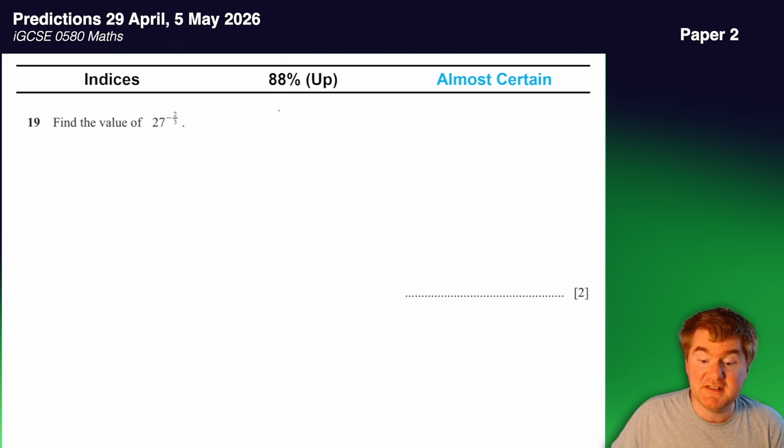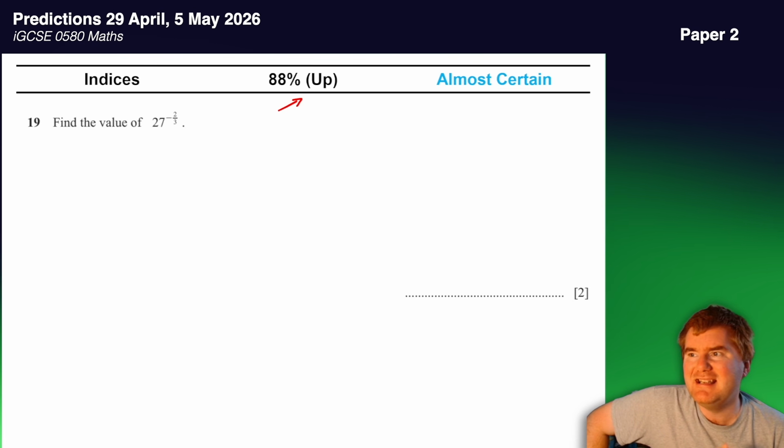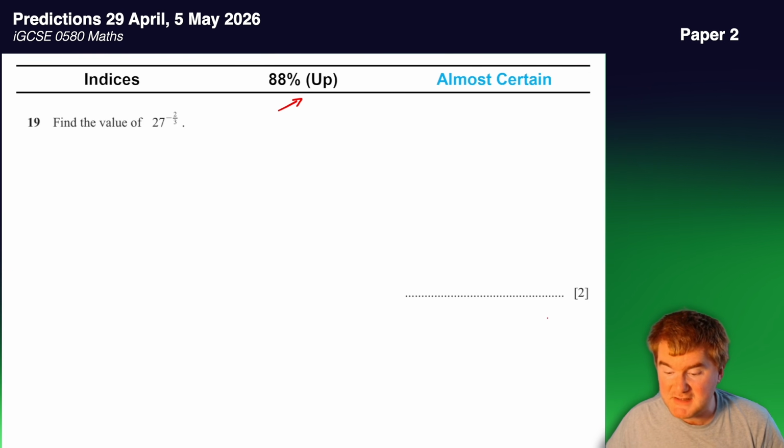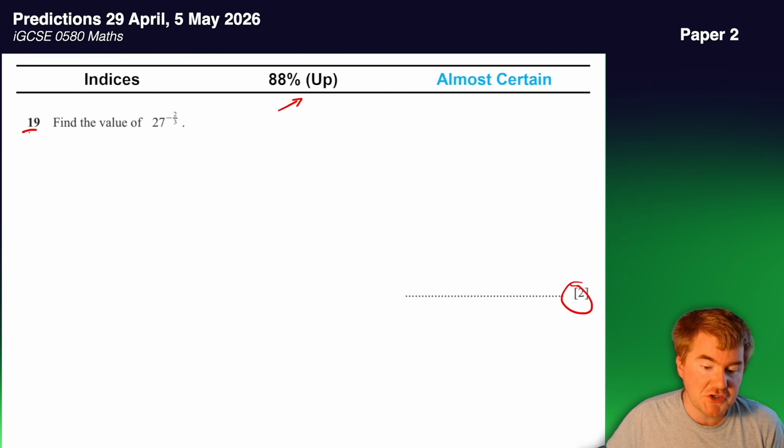On to indices. So this is 88% almost certain. I would say that indices, again, is a quick fix topic. If you practice negative indices, fractional indices, working with indices equations, you can pick up 2 marks here towards the end of the paper as well. So notice this question here is question 19.